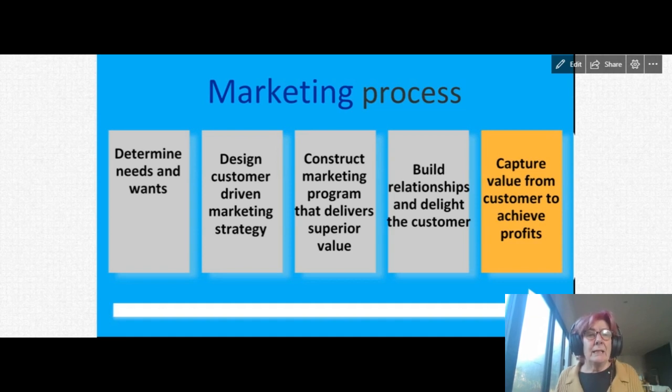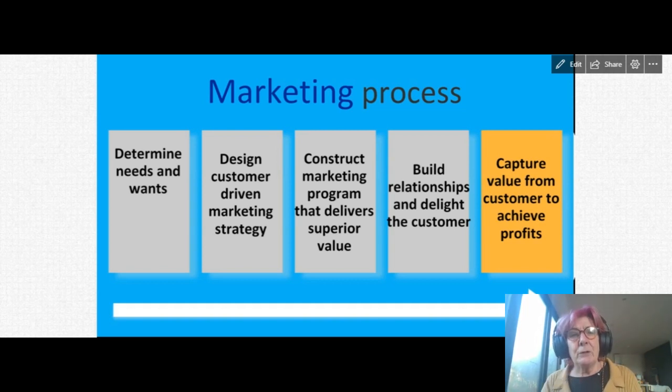But how do we know all those things? How do we know what the right product is? How do we know what the right price is? Well, we need to come to the first step in this process and we need to answer those questions. We need to determine what it is that our customer needs and what it is that our customer wants. So that's going to be the focus for this video. But before we have a real focus on that, I just want to say something about the remaining steps in the process. And we will come back to these in subsequent videos.